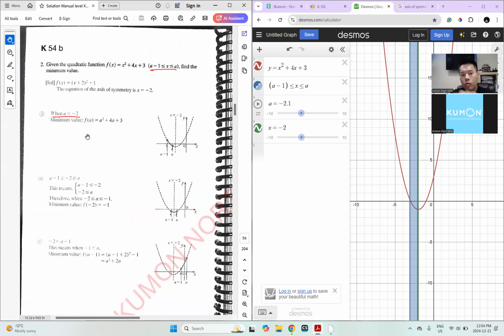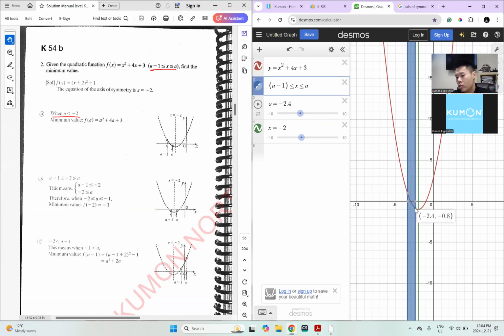Okay, let's go back to scenario number 1. Do you understand why the minimum value for scenario number 1, when the right side extreme is less than -2, the axis of symmetry, is equal to this? Because based on this graph, the minimum point is going to be at the right side extreme of the domain, which means whatever the a value is, that's going to be the minimum.